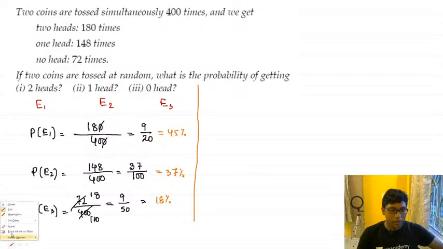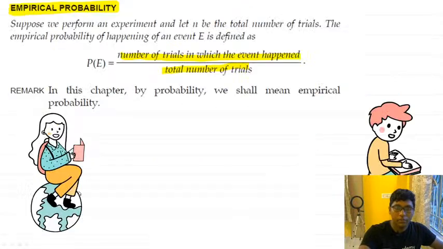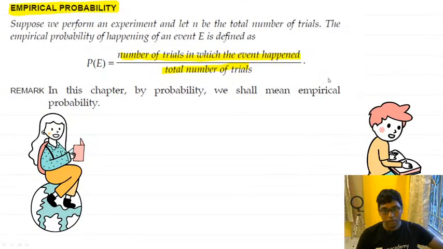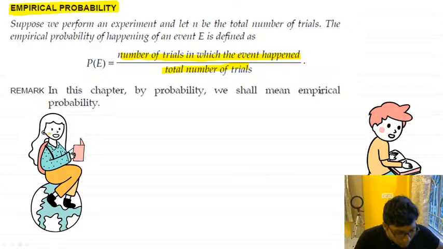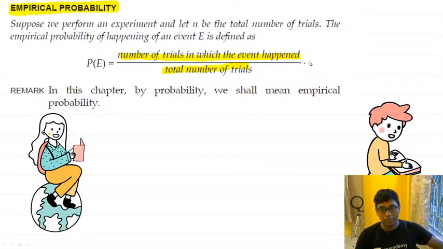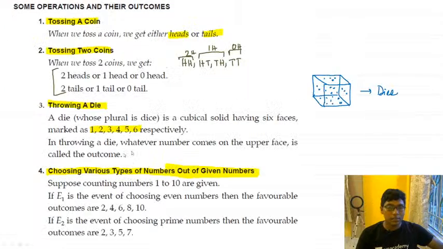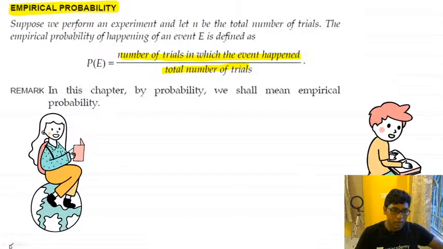Now let me go ahead with Sumit Shukla's question. Sumit asked me a very interesting question. He asks why the probability cannot be more than 1. For that I will take help of this formula: number of trials in which the event happened by total number of trials. Let me consider this to be more than 1, as you said.